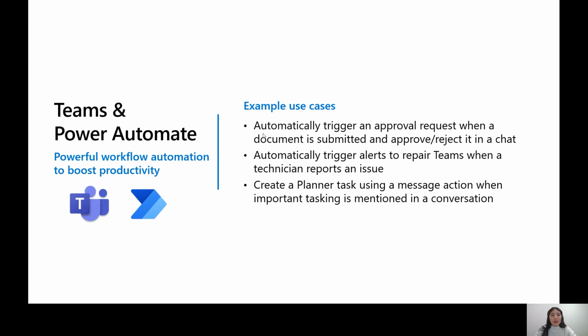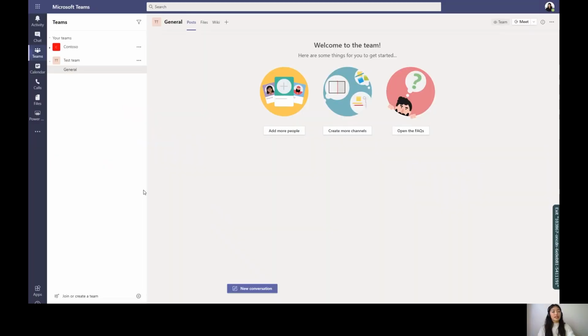For example, automatically triggering an approval request and then being able to approve or reject it directly within the Teams chat, all the way to having an important task mentioned in a Teams channel message and being able to create a Planner task out of that. The same way we opened up the Power Apps app, let's open up the new Power Automate app within Teams.